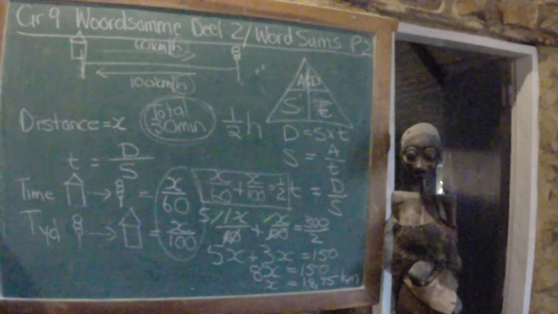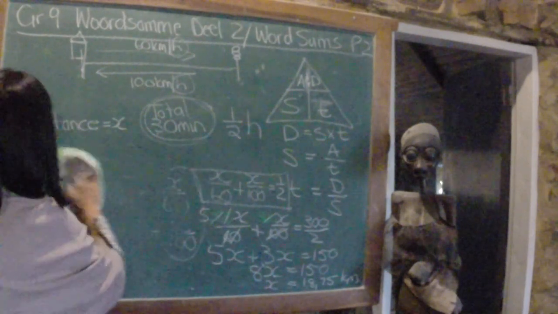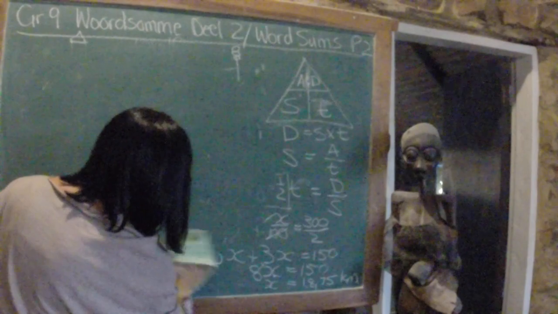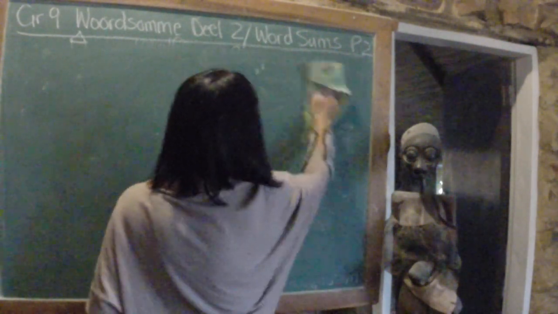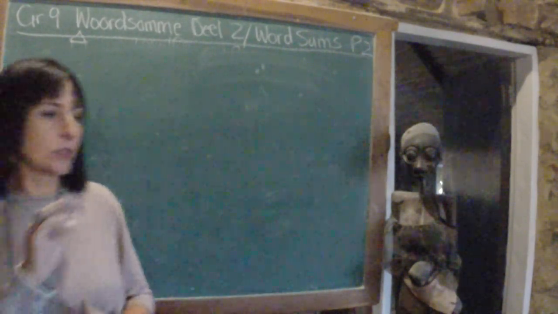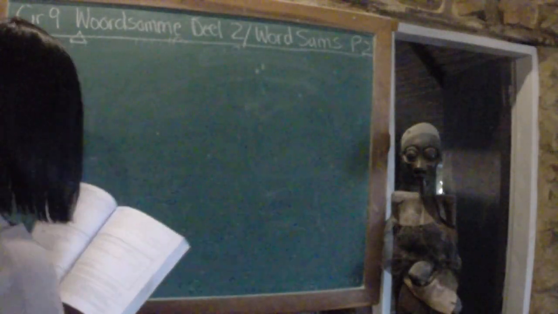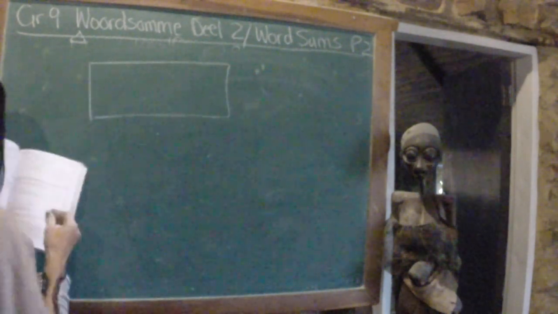Kom ons doen die laaste voorbeeldjie voor julle weer woordsomme gaan oefen. Weer dieselfde oefening, because word sums is easy and it's very important. Now let's read the next word sum. Good. The next word sum is all about a rectangle. A reghoek. Let's draw a rectangle. Always draw pictures. It makes your life easier.